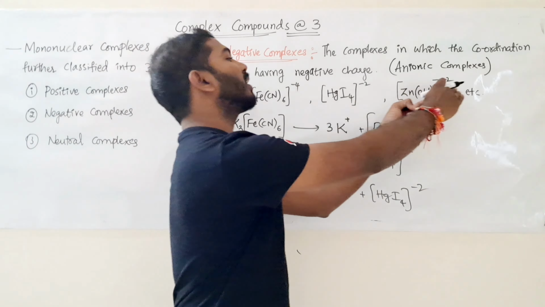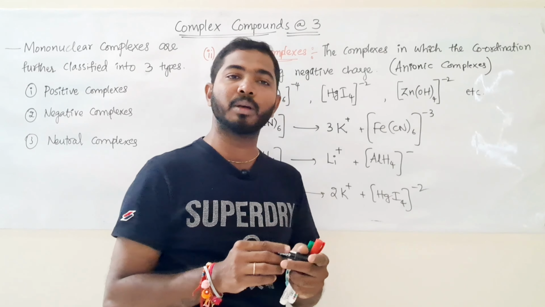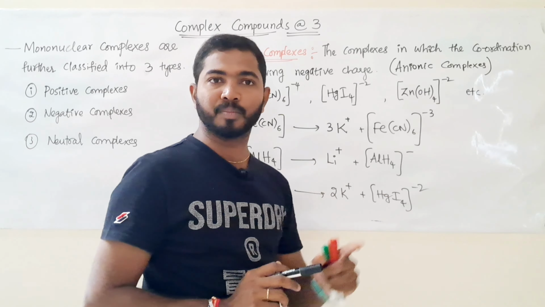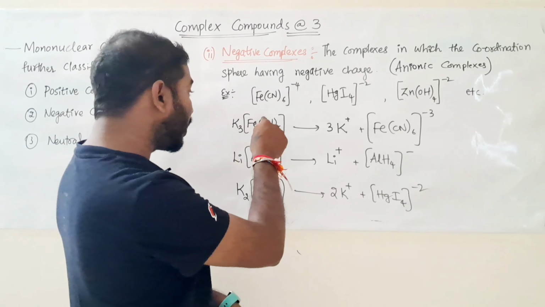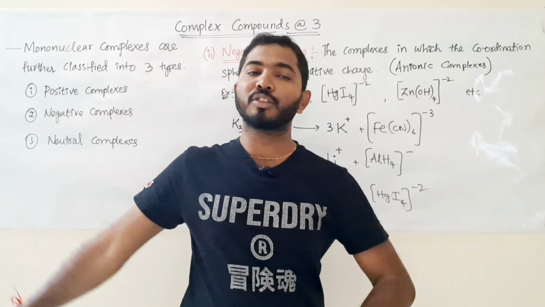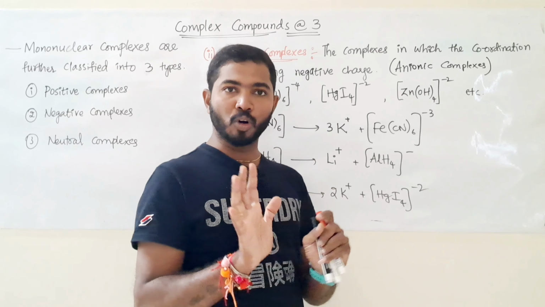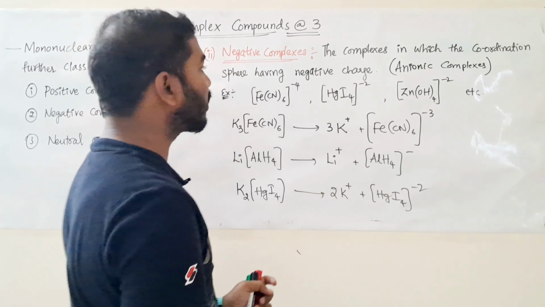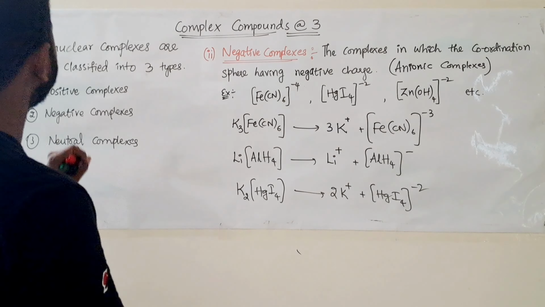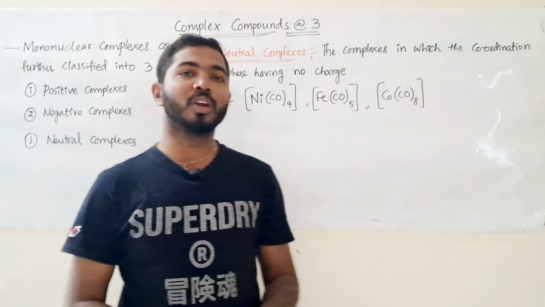So if they give such ions directly, it is very easy to classify them into anionic complexes or negative complexes. But if they give this type of representation, we must be able to go with respect to their dissociation, and then we can classify them as negative complexes. Hope it is clear. Will you please try to take the screenshot, and then we will complete the neutral complexes as well. Next, let's see the neutral complexes.